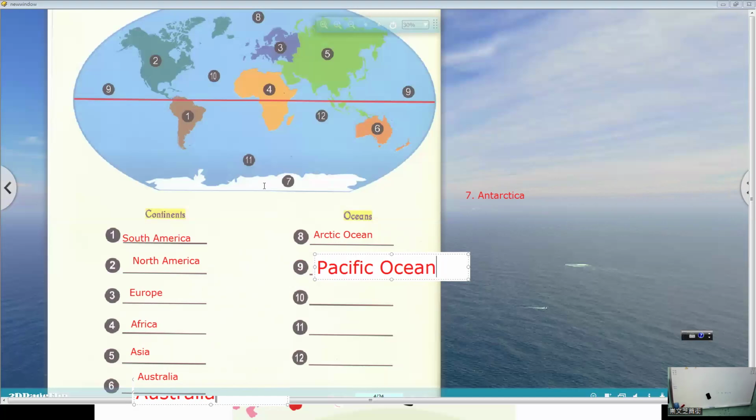Okay, number 10. It is between North and South America. Because it's also letter A. Atlantic Ocean. Okay, Atlantic Ocean.